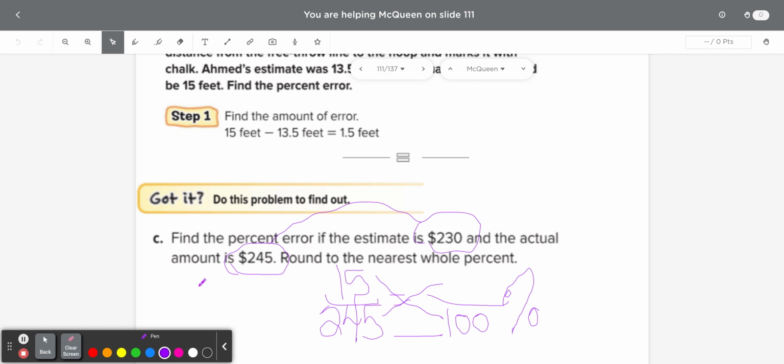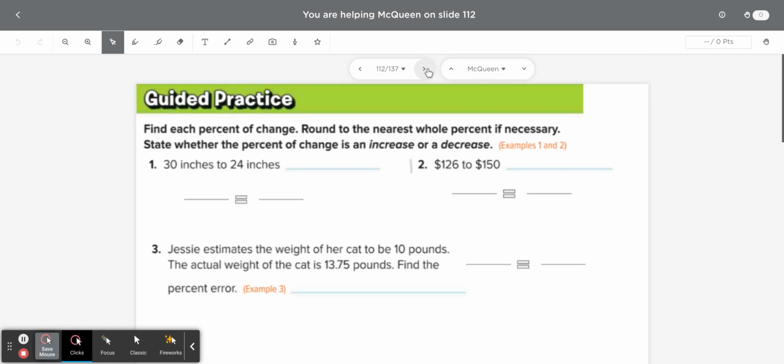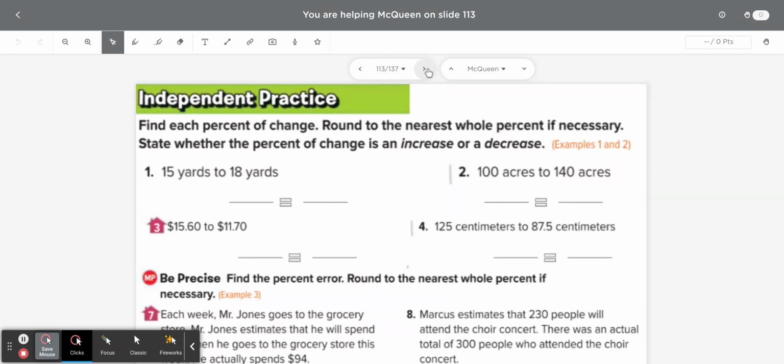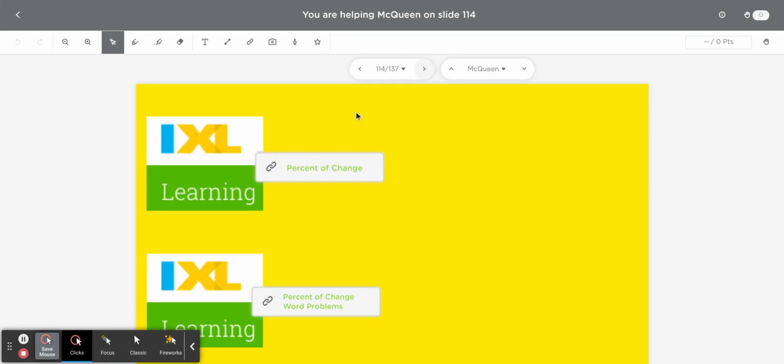All right, folks, I need you to go back and make sure that you are practicing on these future slides. And so you see here we've got some percent of change. Make sure you know that that's a percent of increase or a percent of decrease. You have some more examples here. Make sure to also practice on IXL. We've got word problems and percent of change.